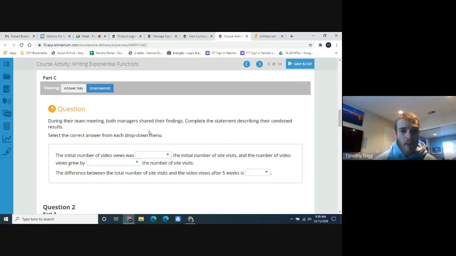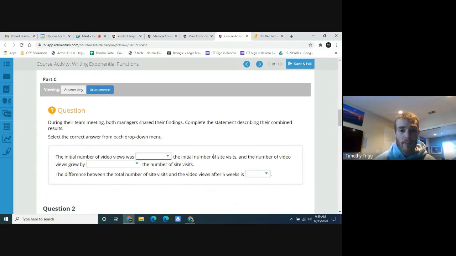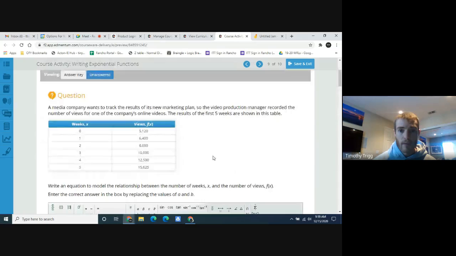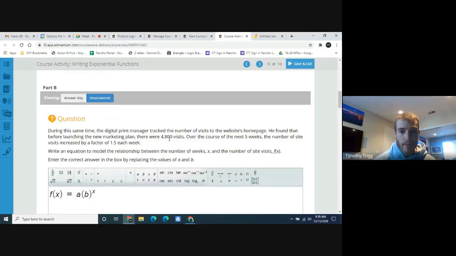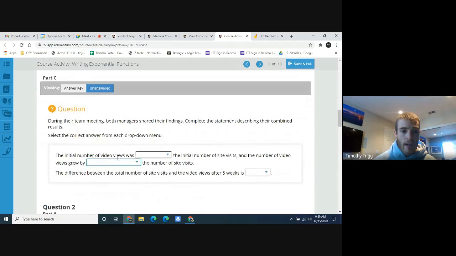During the team meeting, both managers shared their findings. Complete the statement describing their combined results. Select the correct answer from each drop-down menu. The initial number of video views was the same as, more than, fewer than, the initial value of site visits. So what was greater, the number of video views or the site visits in the beginning? Well, the video views was 5,120. Site visits was this. So the initial number of video views was more than the initial number of site visits.